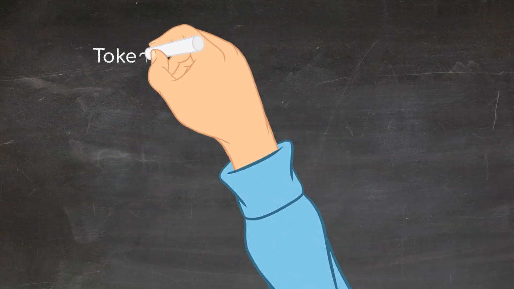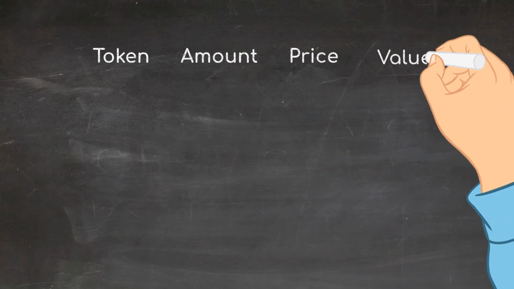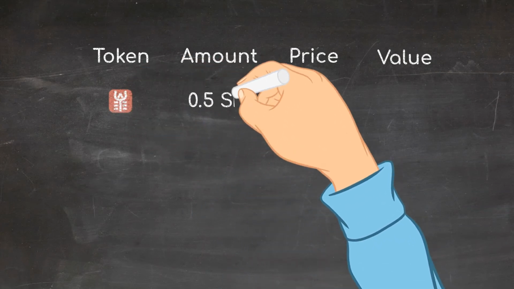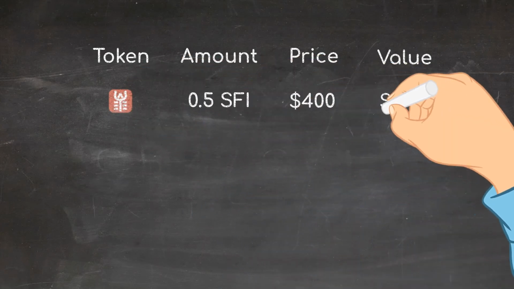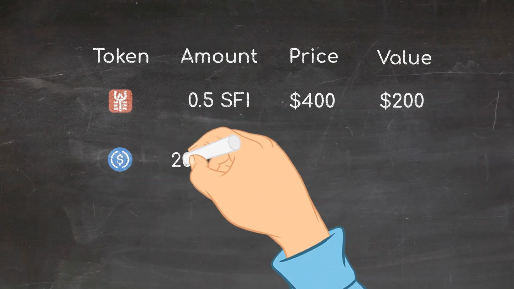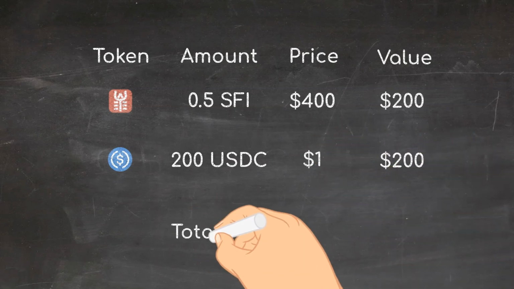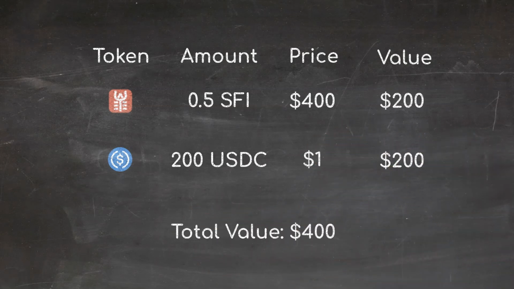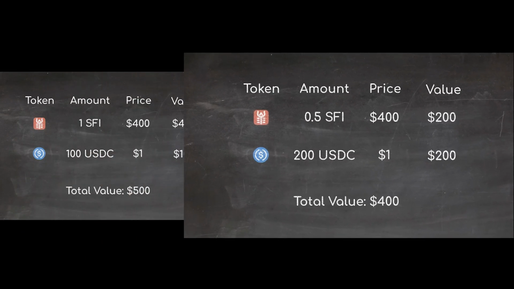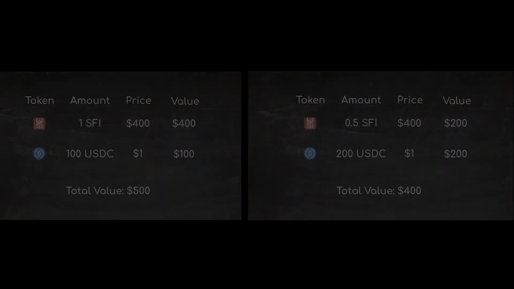Matt still has his 10% share of the liquidity pool, but the actual assets that he holds have changed. So what was once 1 SFI and 100 USDC is now 0.5 SFI and 200 USDC. Again, he still has 10% of the liquidity pool, and he has made some money off of providing liquidity. In fact, he's actually doubled his initial investment. But he would have made more money had he just hung on to his 1 SFI and 100 USDC. That is impermanent loss.